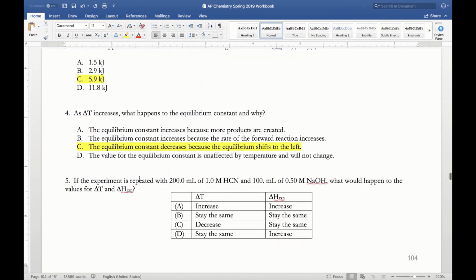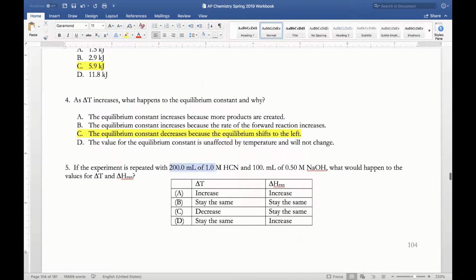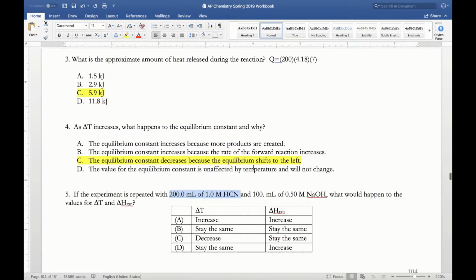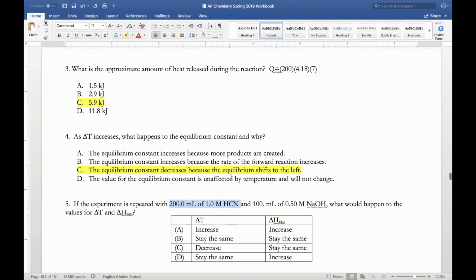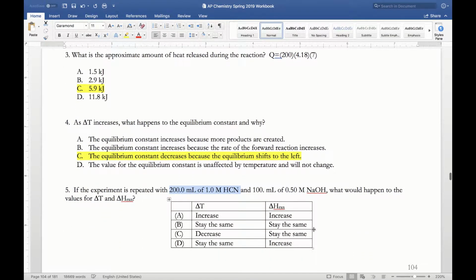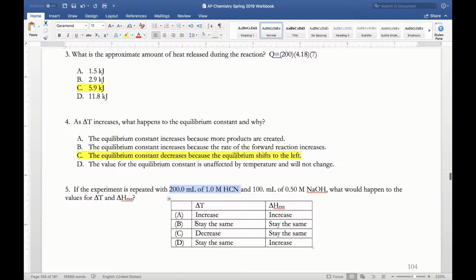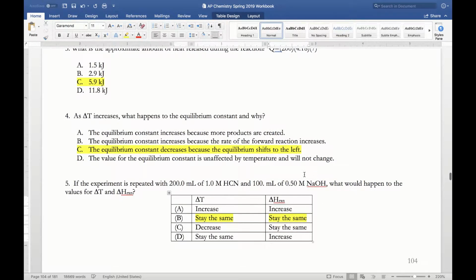However, if you notice in the problem, what you're doing is you're increasing your amount of excess reactant. So that's not going to change anything because you're still going to only produce 0.05 moles of each of your products because you're going to run out of NaOH otherwise. So your answer here is going to be B because everything's going to stay the same since you still have the same amount of limiting reactant. If instead you ended up with more of your limiting reactant, let's say I added 200 mils of this, then yes, your delta T would increase and your delta H would increase, but that's not what's happening here.